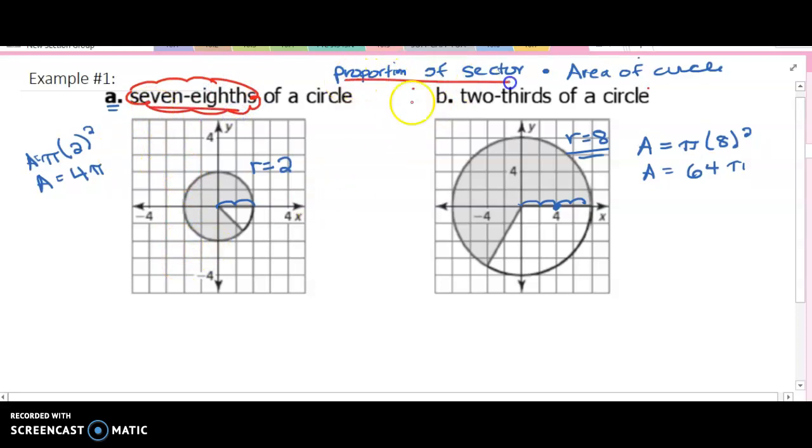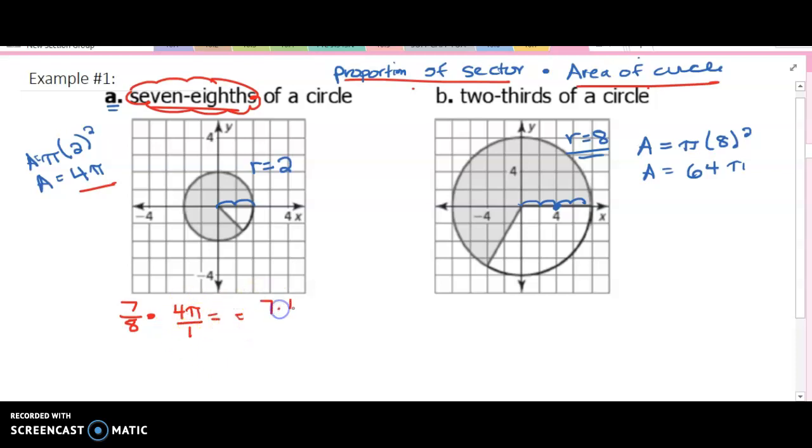So all I'm going to do is the proportion of the sector, which is 7/8, times the area of the circle, which we've already found to be 4 pi. And if you like, think of this as 4 pi over 1. Okay, so this is just 7 times 4 times pi, over 8 times 1, which is just 8. You'll notice this and this make 1 over 2. So 7 times 1 times pi is just 7 pi over 2, and that would be your answer.